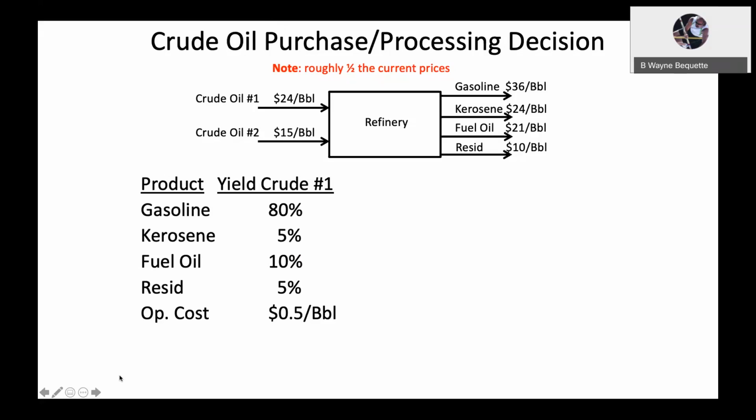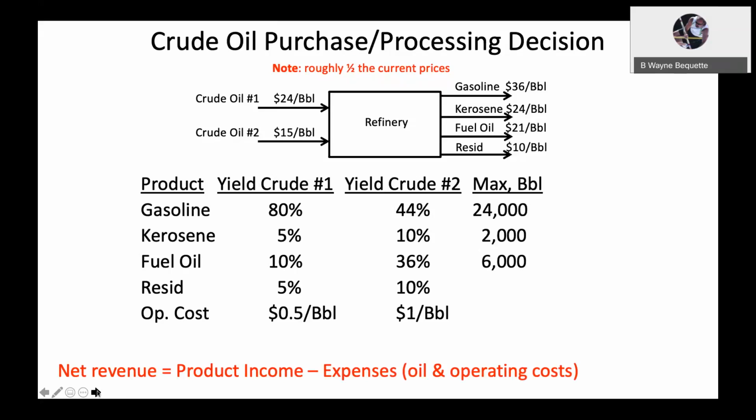Similarly, for crude oil 2, it's a heavier crude, so it produces less gasoline. So the yield of gasoline from crude oil 2 is 44%, kerosene 10%, fuel oil 36%, and resid 10%. And notice that it's a higher operating cost to process crude oil number 2. It's $1 per barrel rather than the 50 cents per barrel for crude oil 1.